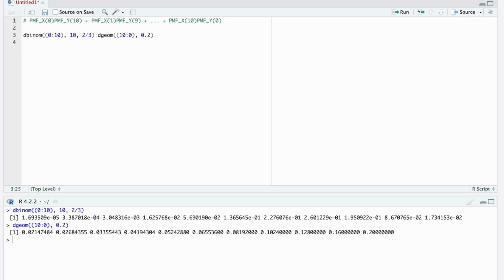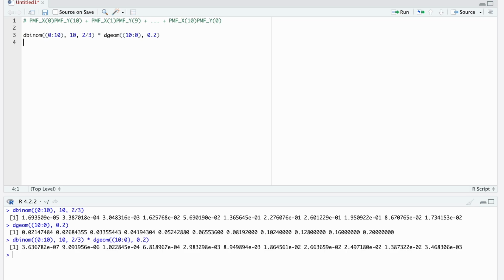And now I just want to multiply these, and it turns out if you multiply vectors, the way that R defines it is it just does a pairwise multiplication. Okay, and now we can add this up, and we get that the answer is just about 10%, 10.03224%.